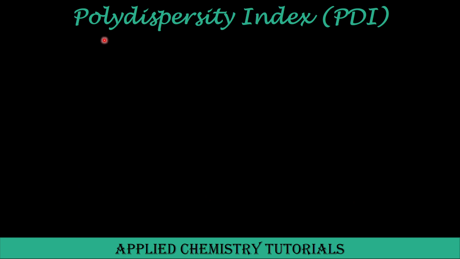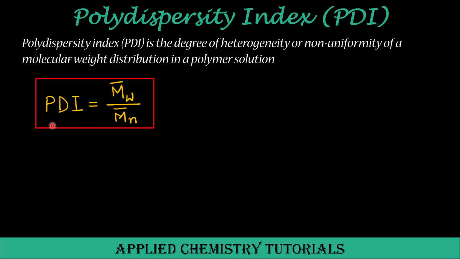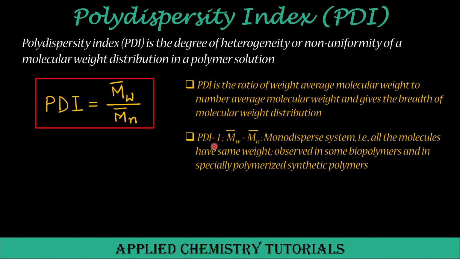Now moving forward, another important parameter to characterize polymers is polydispersity index or PDI. It is the degree of heterogeneity or non-uniformity of a molecular weight distribution in a polymer solution. PDI can be expressed as Mw bar divided by Mn bar. That means it is the ratio of weight average molecular weight to number average molecular weight and gives the breadth of the molecular weight distribution.